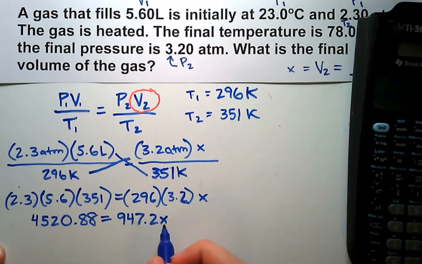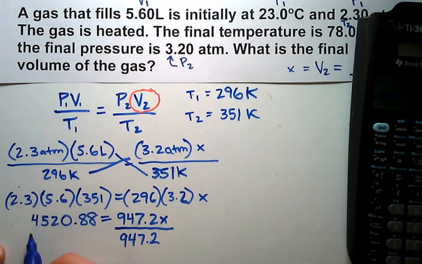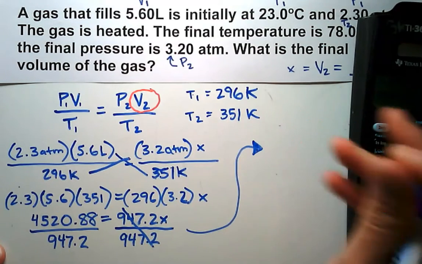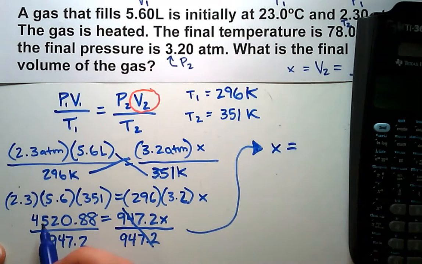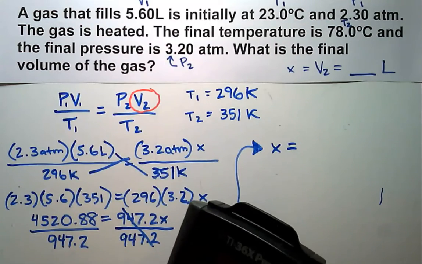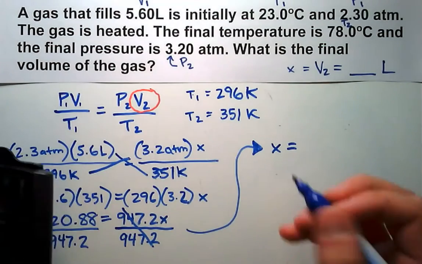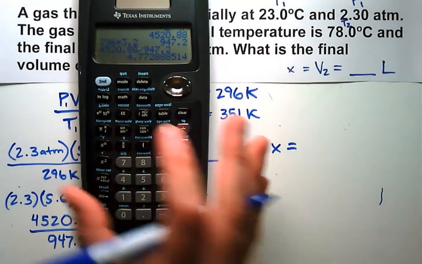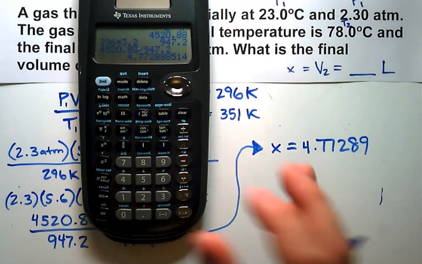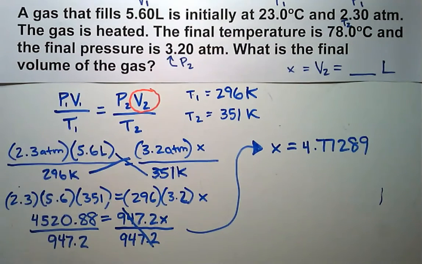Okay, and then all I have left is I need to isolate X. X is currently being multiplied by the 947.2, so I'm going to divide by 947.2. And if I do that on one side, I also do that on the other side of my equation. So now I'm going to be left with X equals 4520.88 divided by 947.2, and I got this value right here, 4.77289. I'm going to go ahead and hold that many decimal places so when I round, I can round effectively.